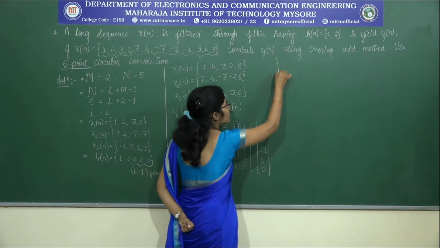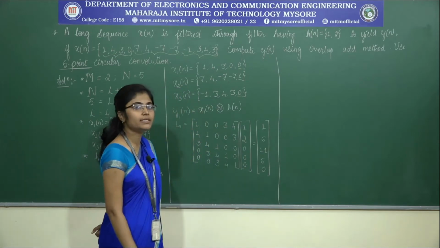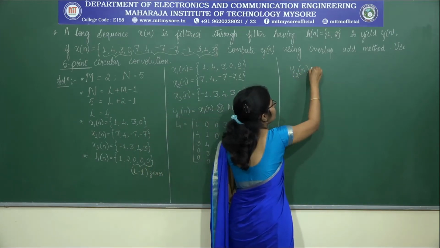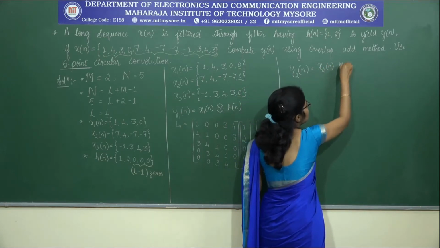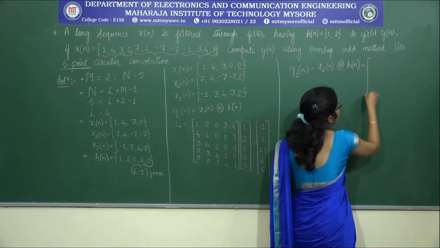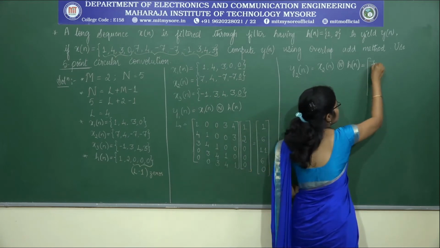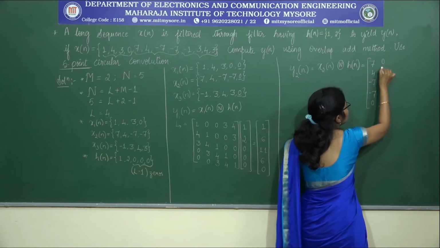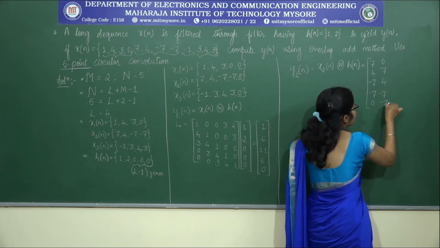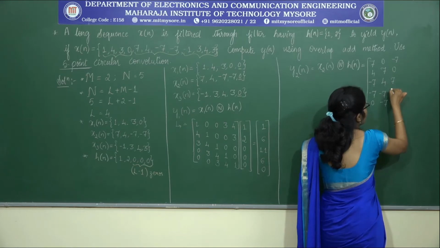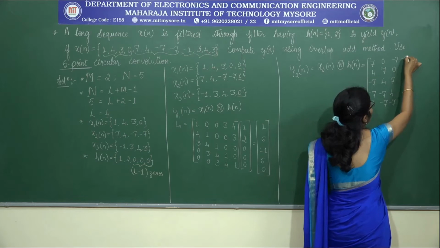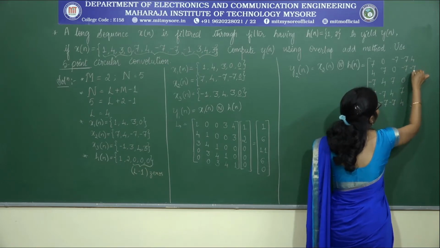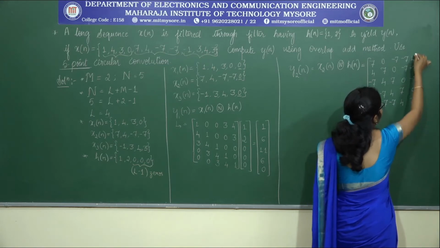So this is the first matrix which we are getting, that is we found out y1 of n. Similarly, I need to find out y2 of n and y3 of n using matrix method, that is y2 of n will be equal to x2 of n circular convolution with h of n. What is y2 of n? It is 7, 4, minus 7, minus 7 and 0. Let us shift this. 0, 7, 4, minus 7, minus 7, minus 7, 0, 7, 4, minus 7. Move this to the top position, minus 7, minus 7, 0, 7 and 4. So 4, minus 7, minus 7, 0 and 7.